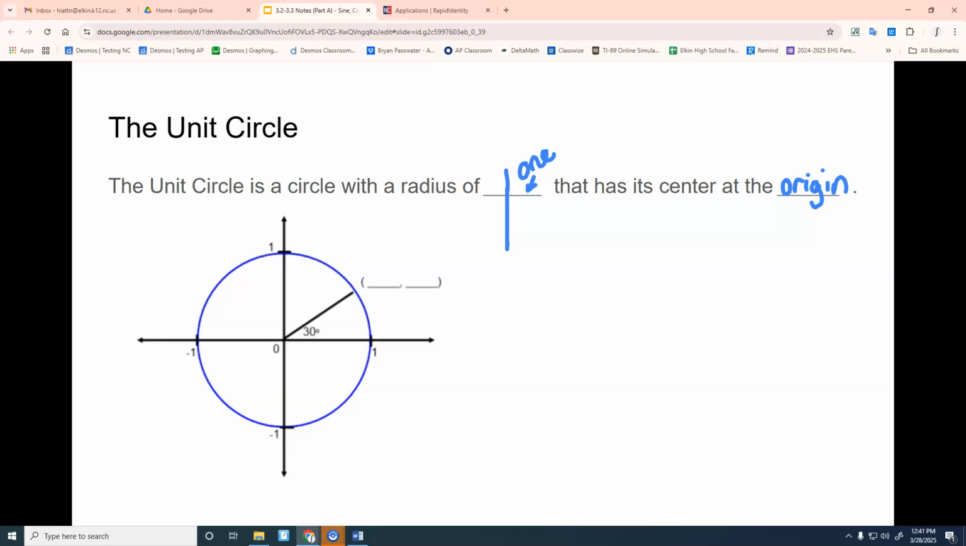So, anybody else remember the equation of a circle? Can we get a clue? It ends with radius squared. Like it equals radius squared.